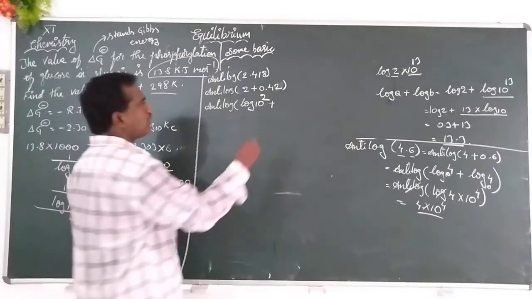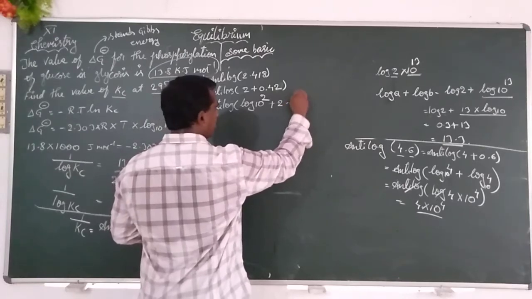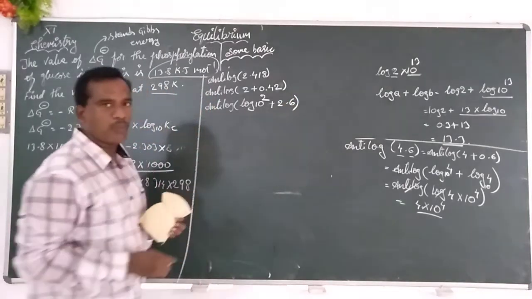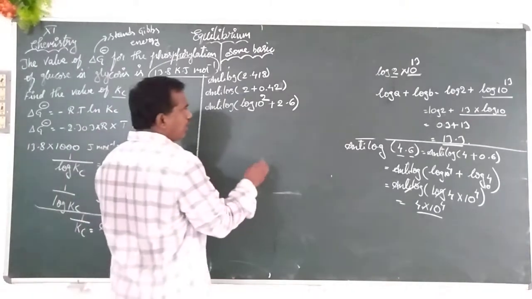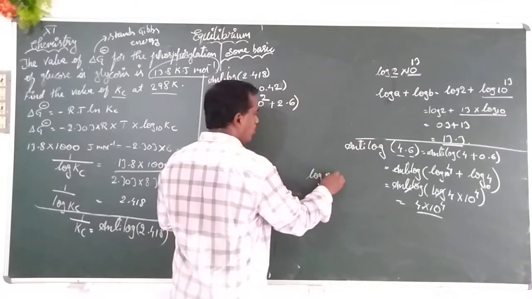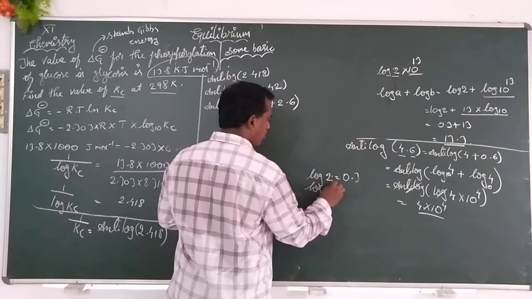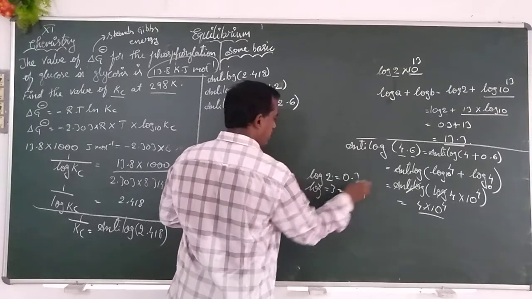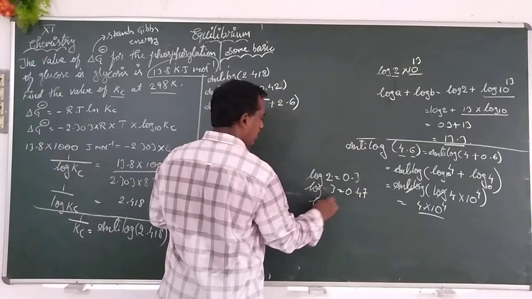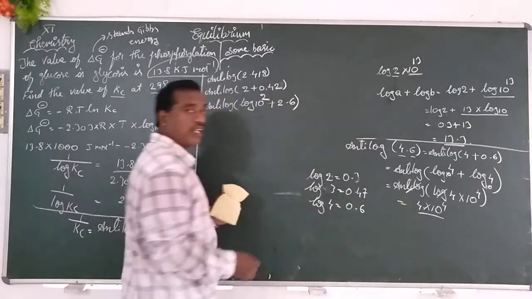So we are writing this as approximately 2.6. I take it as 2.6. Now, log 2 value, what do we know? Log 2 is equal to 0.3. Log 3 is equal to 0.47. Log 4 is equal to 0.6. These are the values that we know.